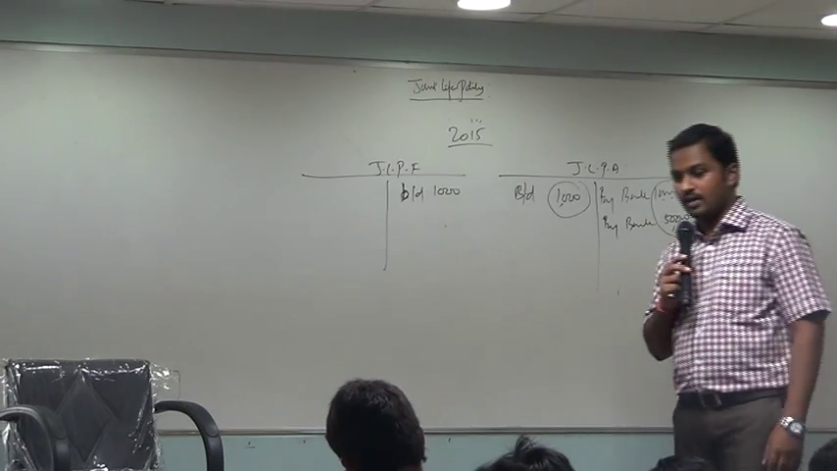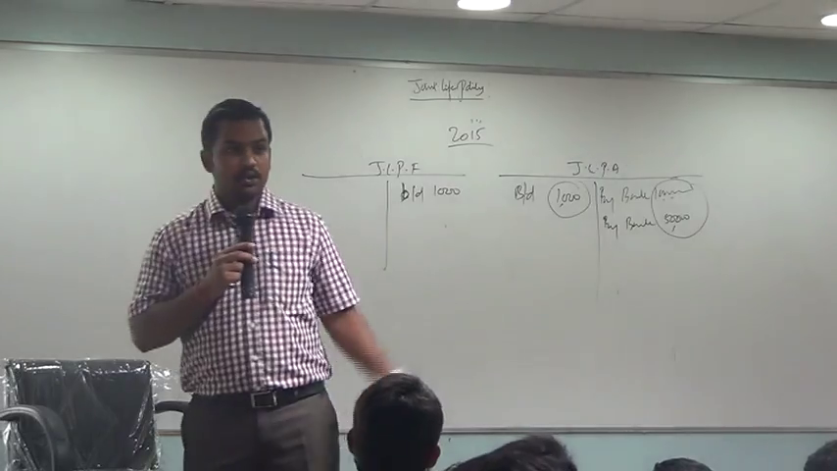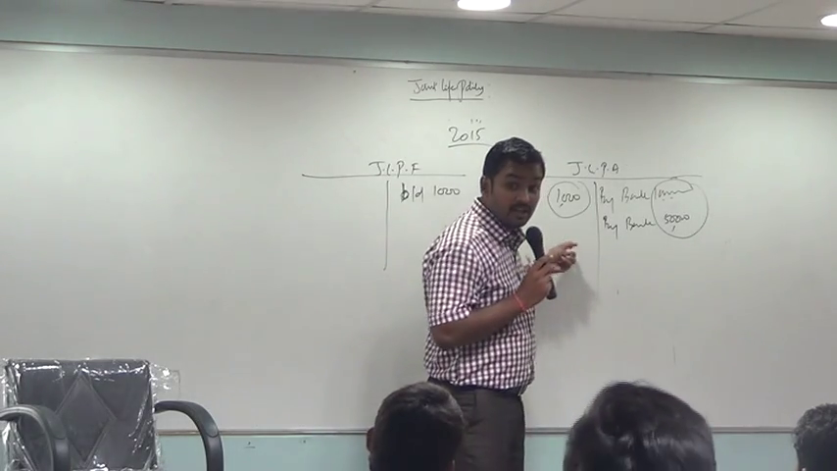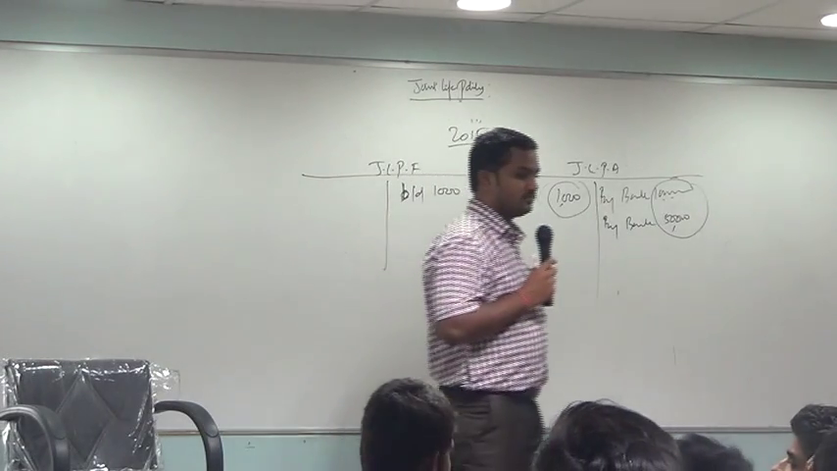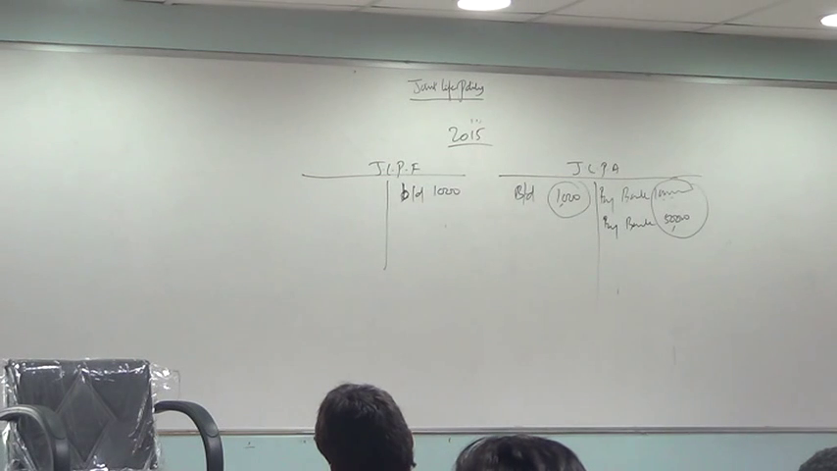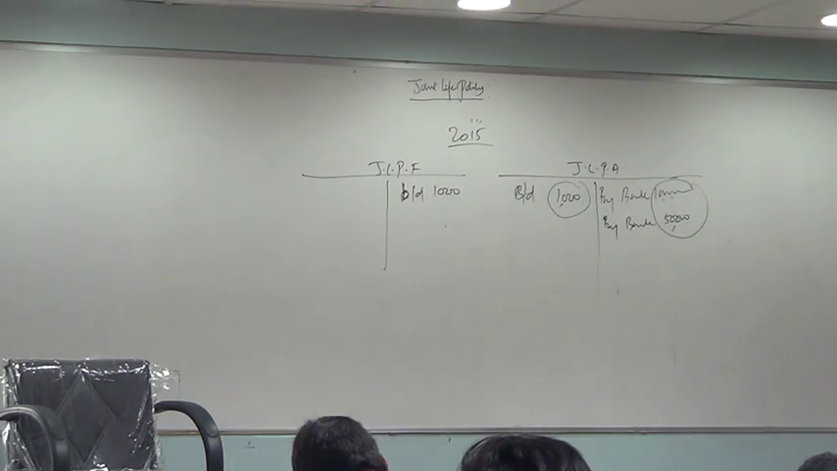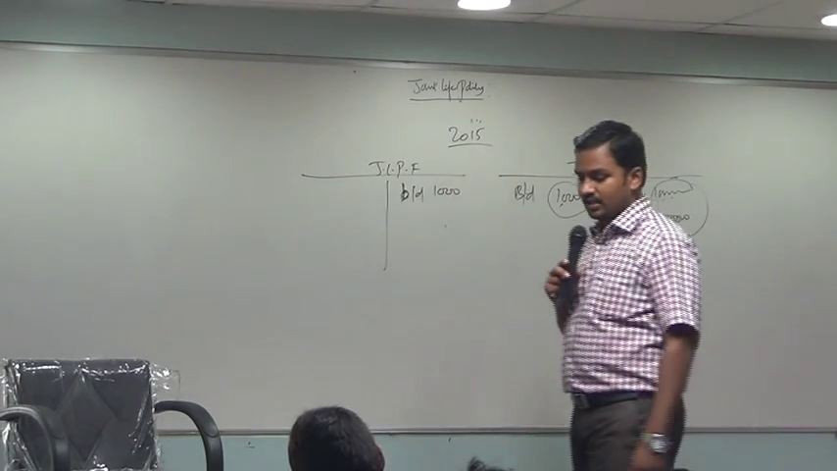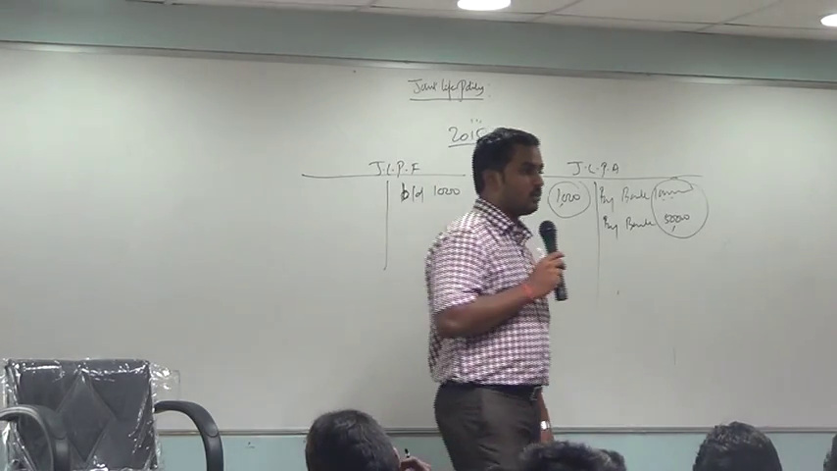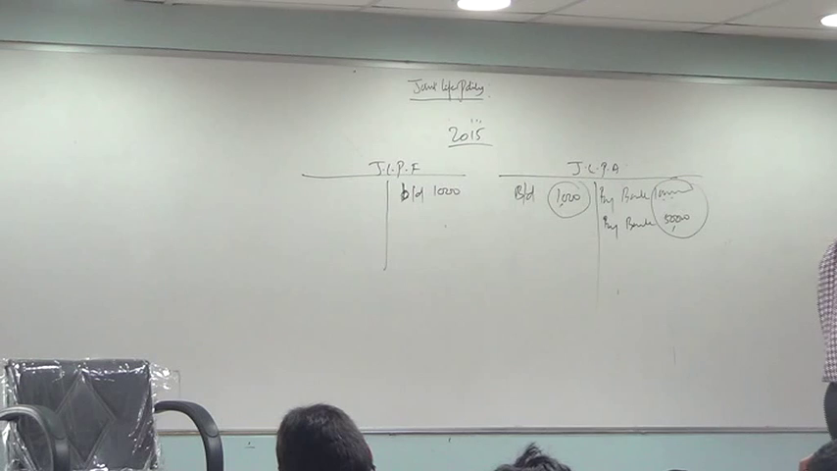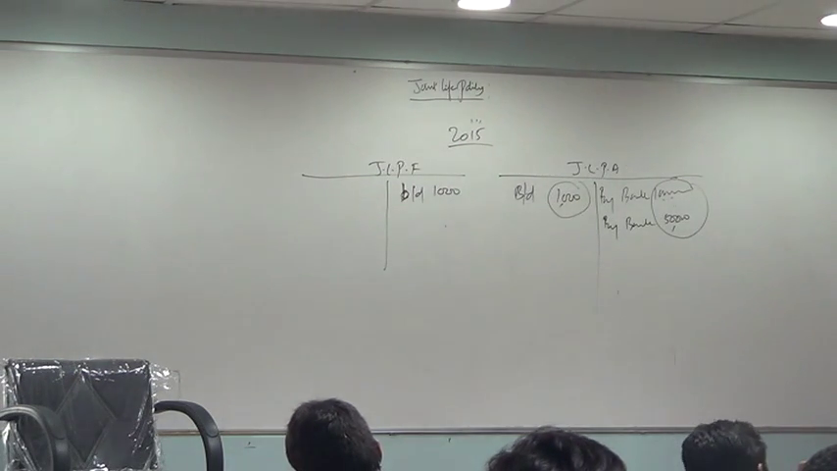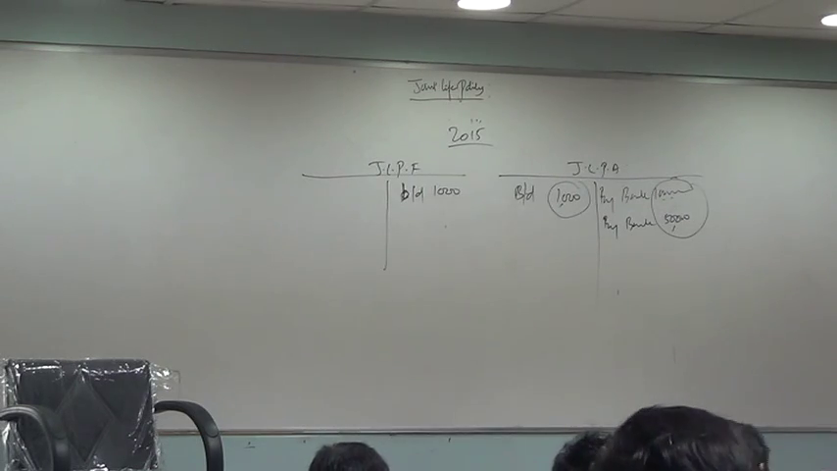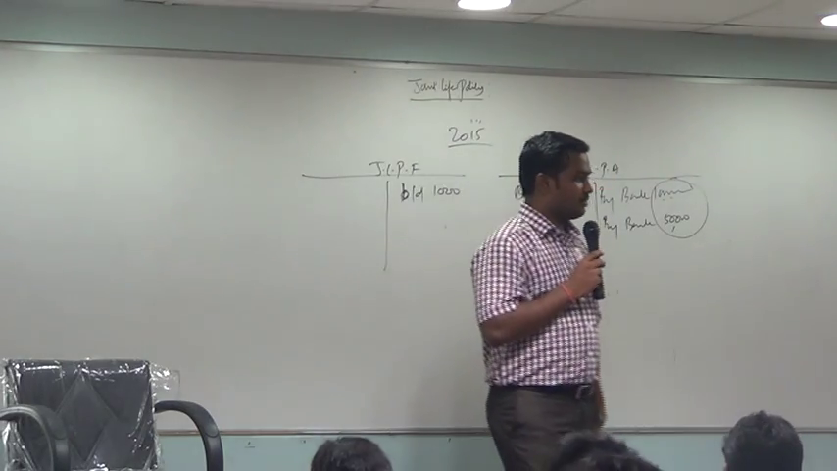Entry. What is the entry? In the joint life policy account, see here, the credit side is more than the debit side. I want to close the account. So this account should be debited, and this account should be credited. The entry: joint life policy asset account debtor to joint life policy fund account. You write it with the amount of profits. This entry should be passed with the amount of profits.